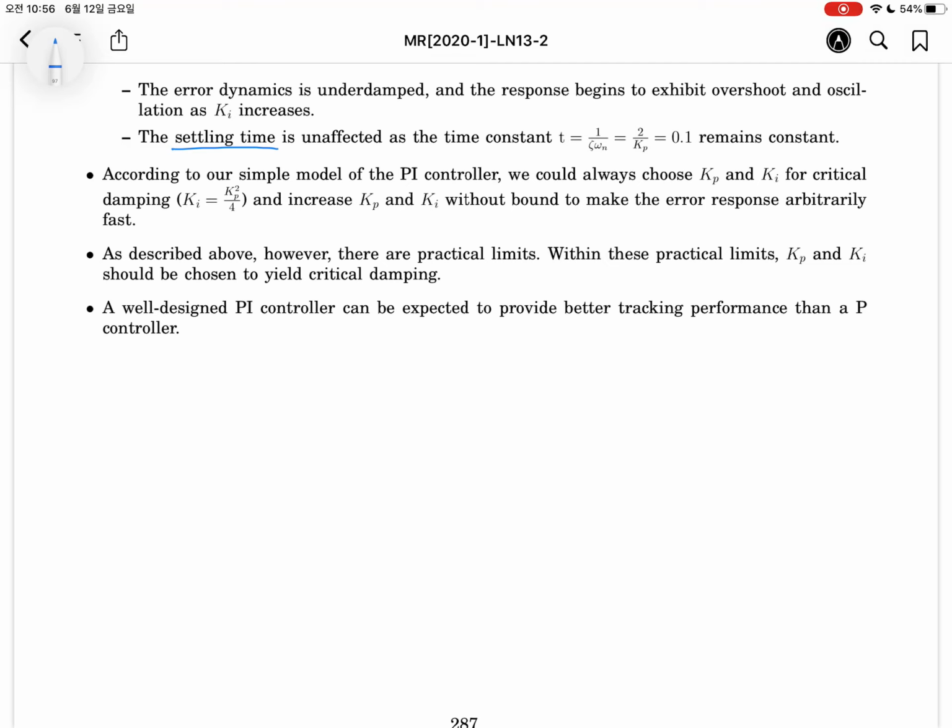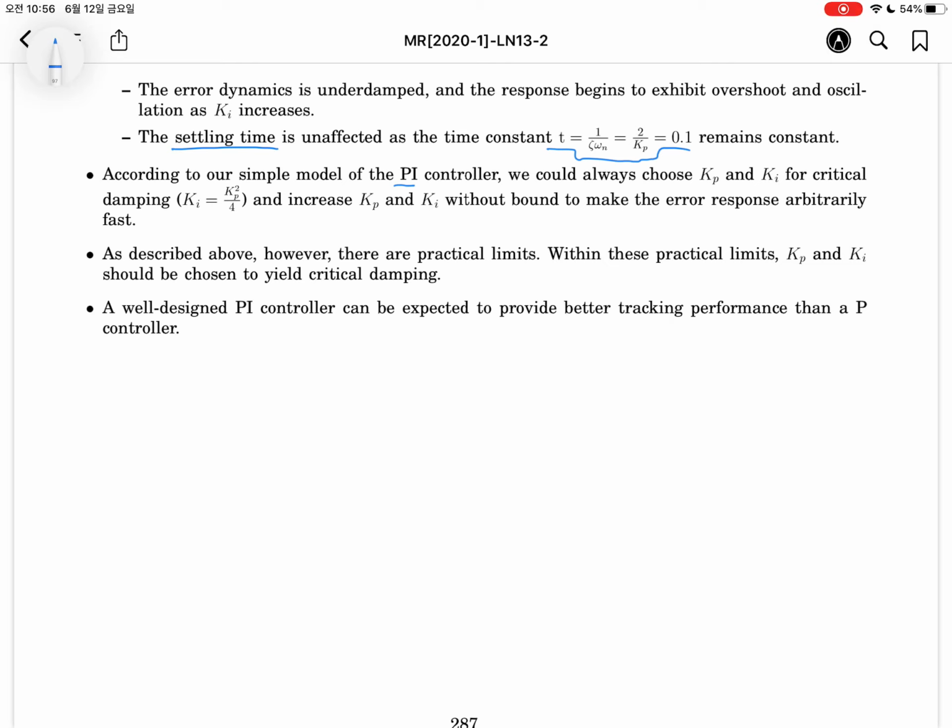But the settling time is the same, okay? Because it is proportional to 2 over Kp, which corresponds to 0.1. So the 2% settling time will be the same, 0.4.